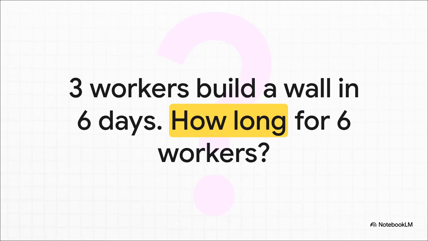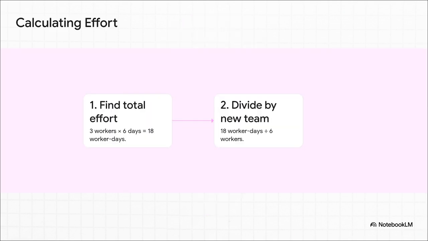Okay, this next one is a classic, but it can be a little tricky. If 3 workers can build a wall in 6 days, how long would it take 6 workers? Now your first thought might be, hey, double the workers, half the time. And you'd be right, but let's actually see why that works using rates. So the key here is to first figure out the total amount of work needed. We do that by multiplying the 3 workers by the 6 days, which equals 18 worker days. That's our total effort. Now we just divide that total effort by our new, bigger team of 6 workers. And we get our answer, 3 days. It confirms our intuition. You didn't just guess, you actually proved it with math.